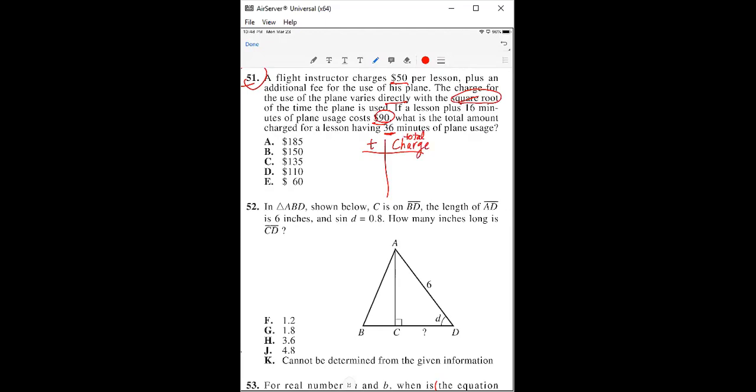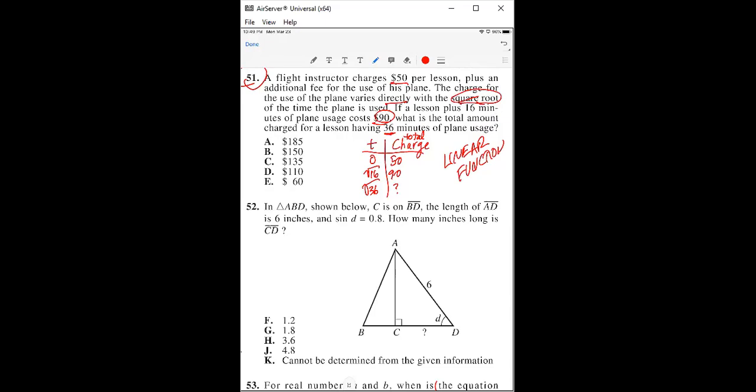So if it's 0 minutes, we've got to pay $50 for the lesson, right? If it's the square root of 16 minutes, we're going to pay $90. And what they want to know is, if it's 36 minutes, what are we going to pay here? Now this is a linear function. Even though it has that square root part in there, this is still a linear function because it's varying directly. So it's proportional.